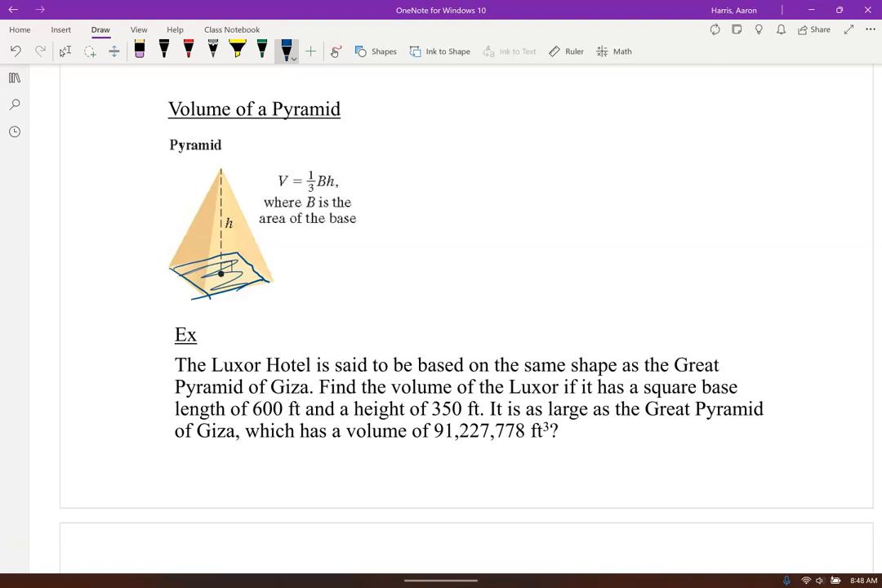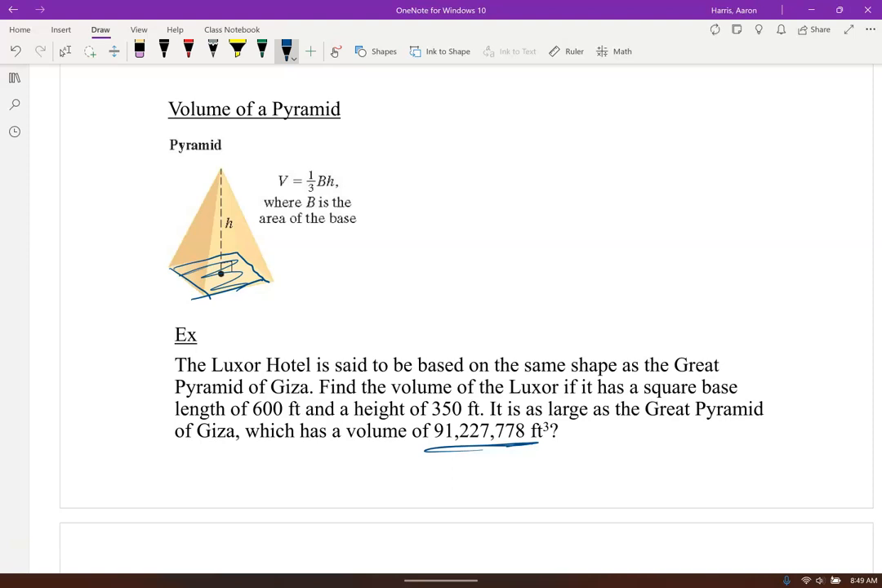So let's do it for the Luxor Hotel. The Luxor Hotel is said to be based on the same shape as the Great Pyramid of Giza. So let's see how its volume compares to the actual Great Pyramid. The actual Great Pyramid of Giza is 91 million cubic feet. So let's find what the volume of the Luxor Hotel here in Las Vegas is.